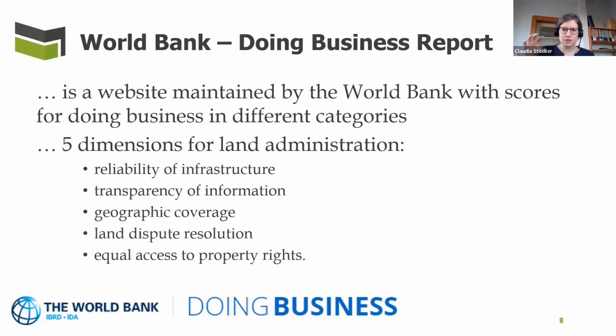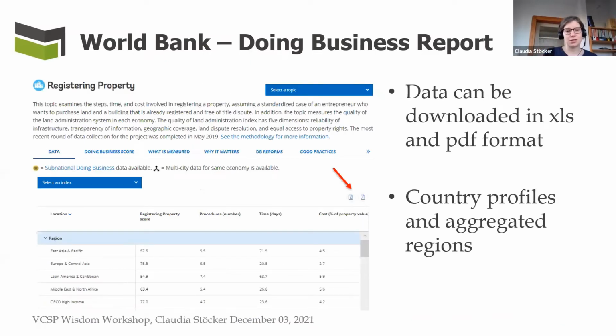So they have a set of different questions that you can also see on their website. And then they put a score on these particular dimensions. And it looks like this here. So I put a screenshot here of the website. And the nice thing is that you can download this data either in an XLS format or in a PDF format to work with the data. And you have country profiles, or you also have aggregated regions.